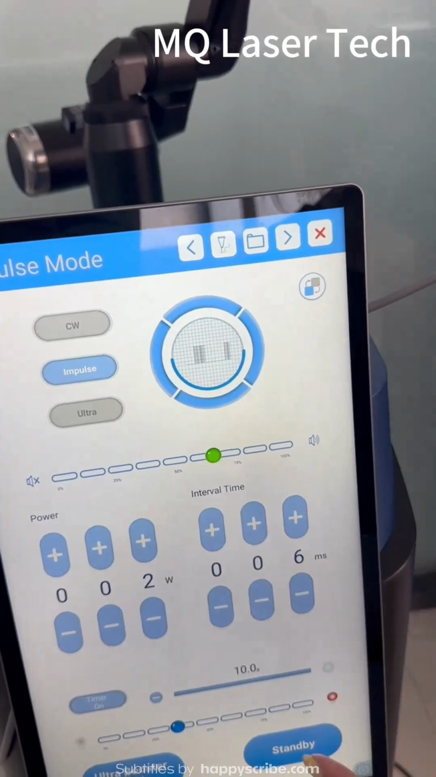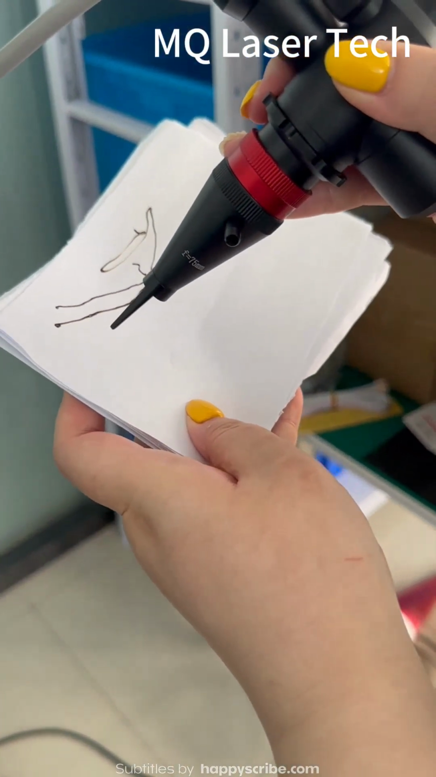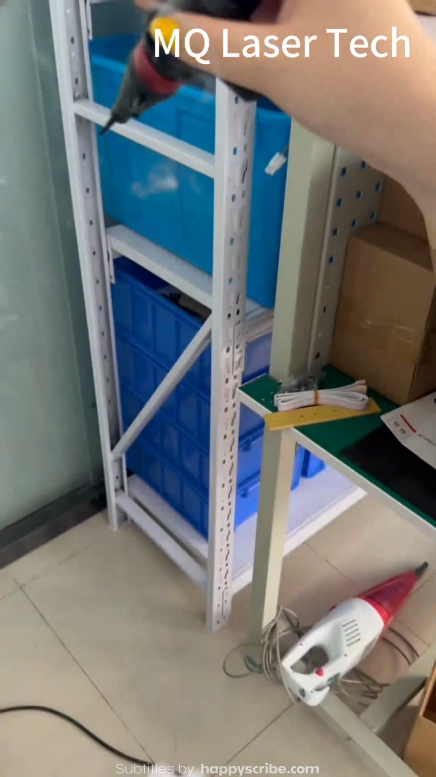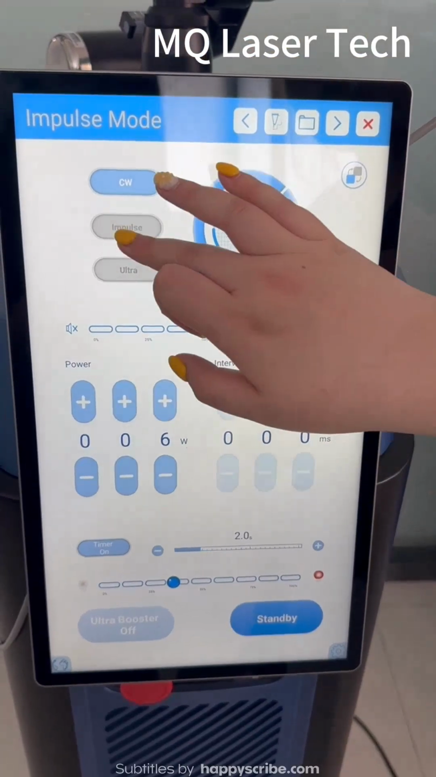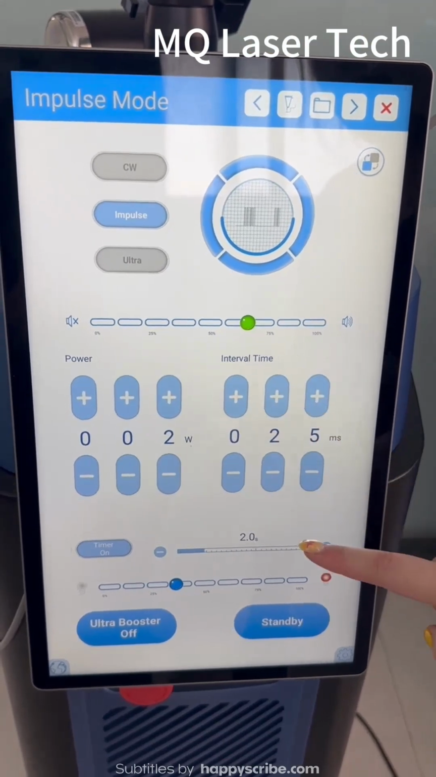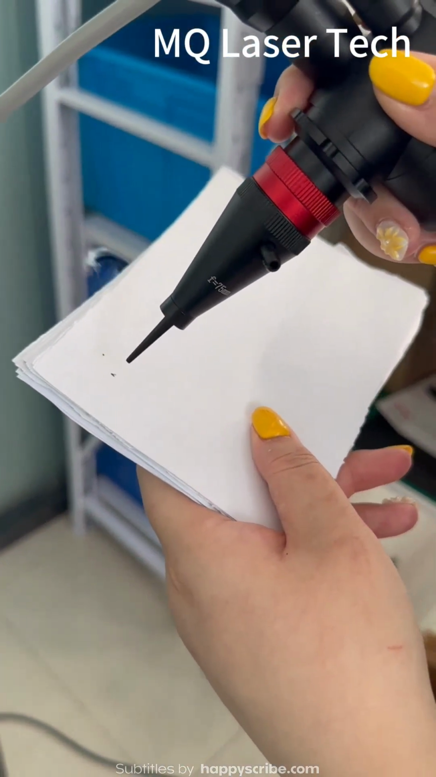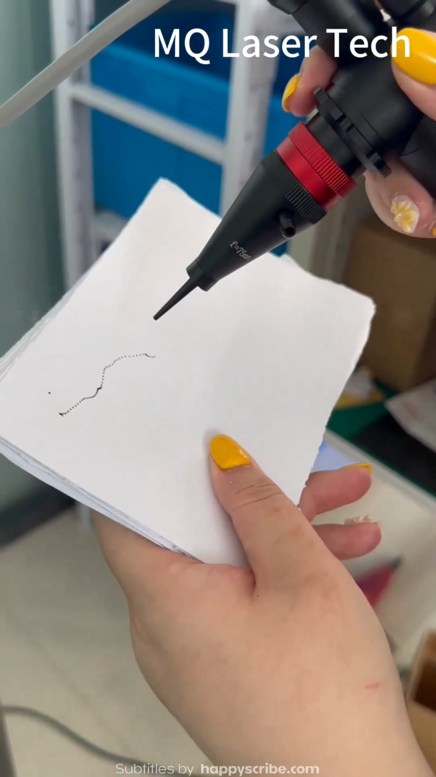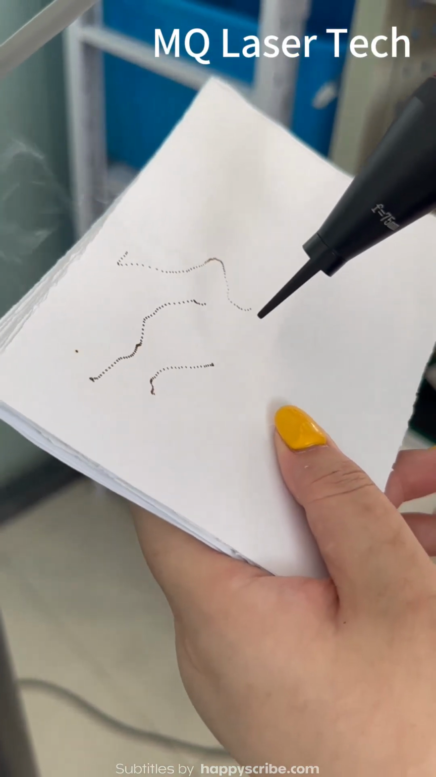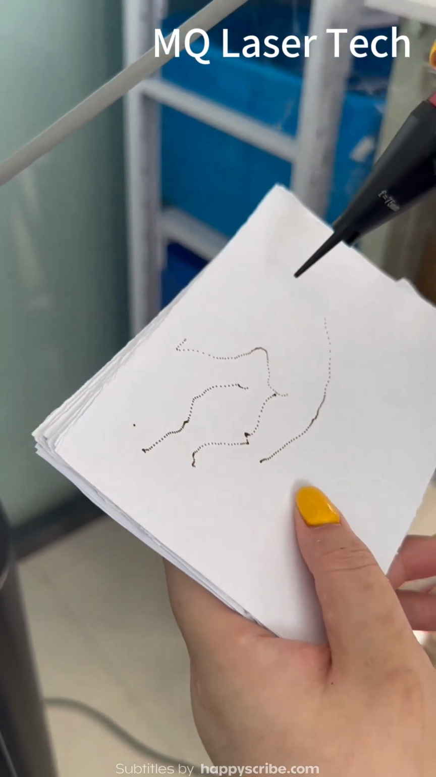And the next mode is pulse mode. Here you can see you can set the interval time. When you step on the pedal, you can see this is not continuous and it has an interval time.